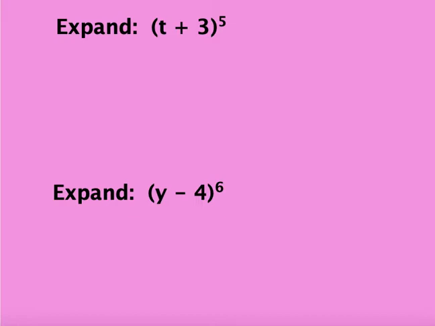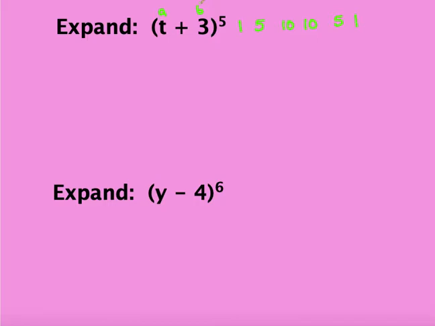So this is t plus 3 to the fifth power. So what you want to do is have that triangle handy. And I'm going to first write down what my coefficients are going to be in the fifth row. So the fifth row, my coefficients should be 1, 5, 10, 10, 5, and 1. So now I'm going to use those with these two terms. Now this becomes my a, and this becomes my b.